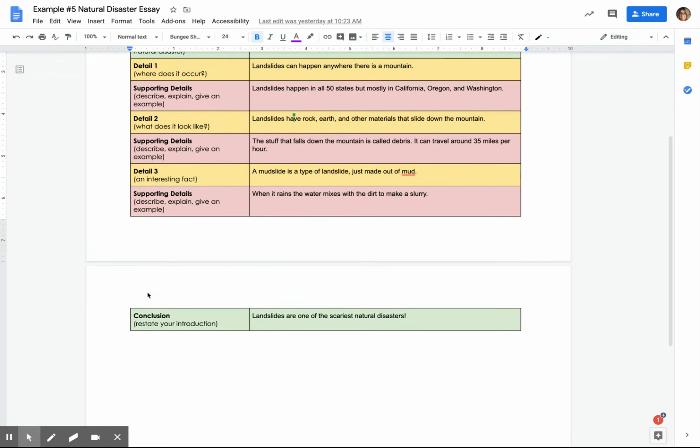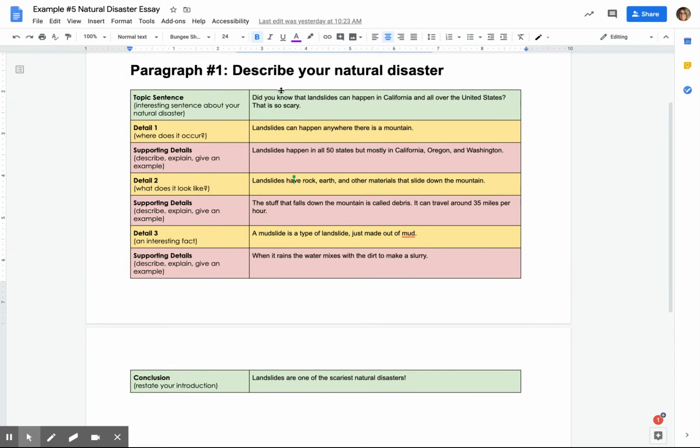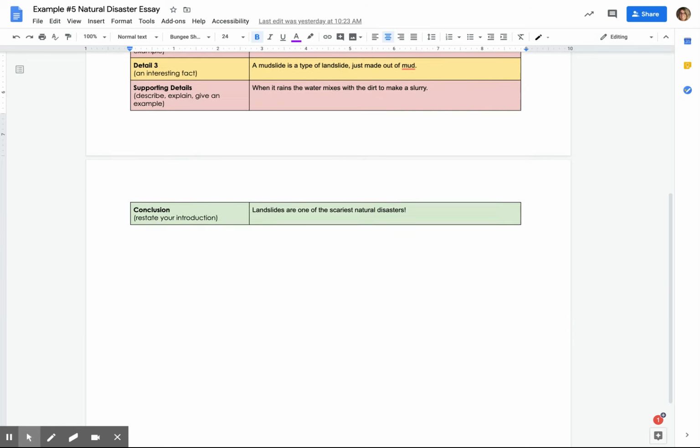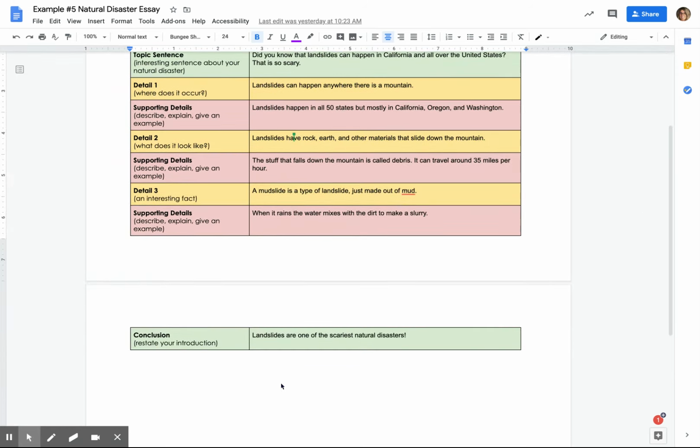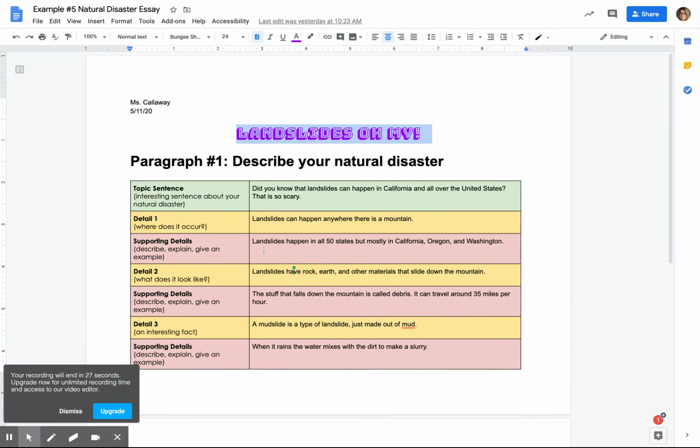Now I'm just going to conclude my paragraph, and I'm going to restate my introduction. In my introduction, I said they can happen everywhere, and that's scary. So at the bottom, I said, well, landslides are one of the scariest natural disasters. So that kind of wraps up my paragraph, and everything goes and flows together. Notice how I didn't have any transition words, but you can, okay? So you can use first, next, last, but it has to make sense.